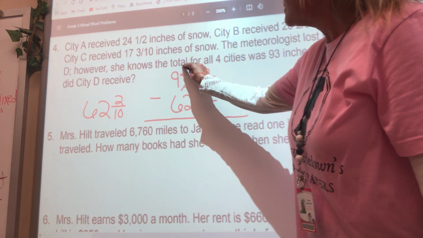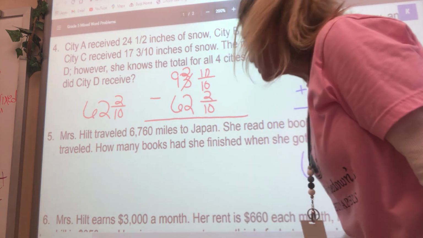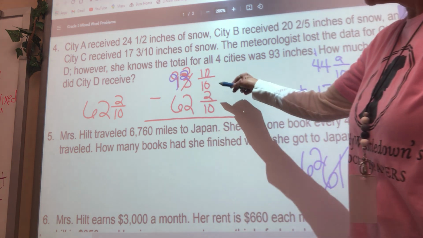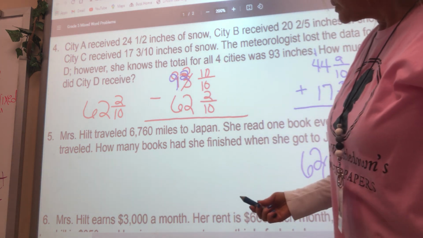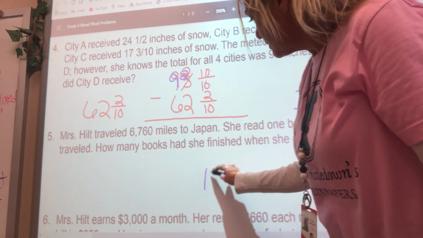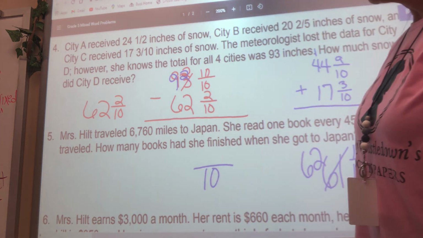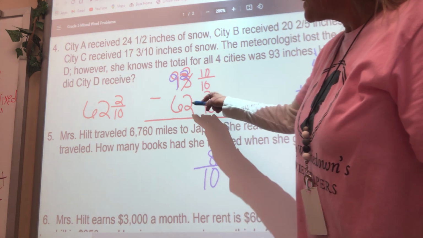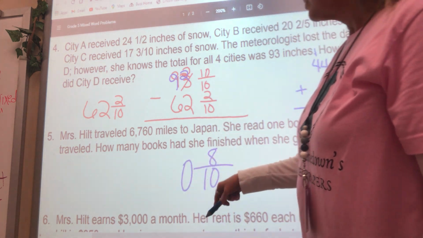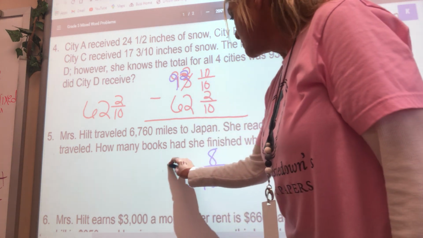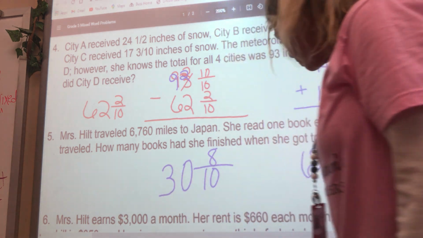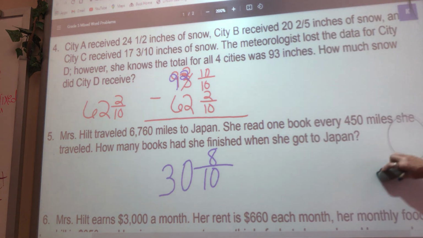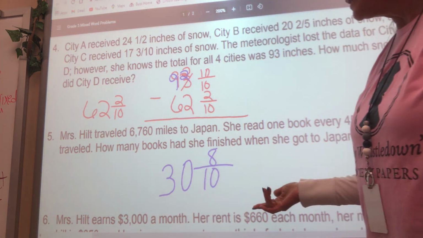So now we have 92 on this side, 92 on this side and 10/10. And then we subtract. So we bring our denominator on down. We keep our common denominator. 10 minus 2 is 8. 2 minus 2 is 0. And 9 minus 6 is 3. So now we know that City D must have received 30 8/10.